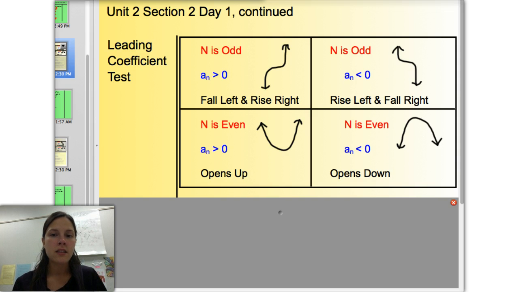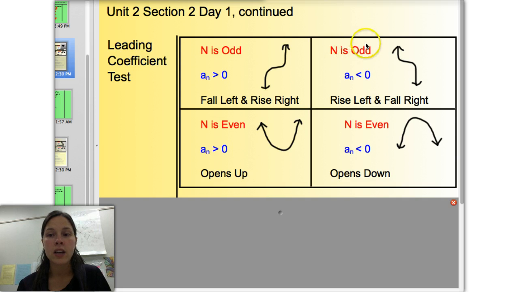If n is odd, the leading power or the degree of the function is odd, and this first one right here, if the leading coefficient, that's what this part means right here, that a sub n, is greater than 0, meaning positive, the graph will look like your typical snake function. There may be some extra bumps in the middle, but what the leading coefficient test tells us is what it does at the end of the graph, meaning when x is very large or when x is very small, approaching negative infinity. So it will fall to the left and rise to the right.